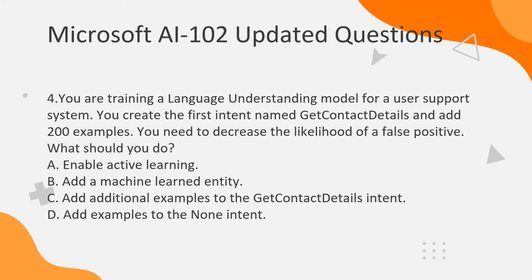4. You are training a Language Understanding model for a user support system. You create the first intent named GetContactDetails and add 200 examples. You need to decrease the likelihood of a false positive. What should you do? A. Enable active learning. B. Add a machine-learned entity. C. Add additional examples to the GetContactDetails intent. D. Add examples to the None intent.